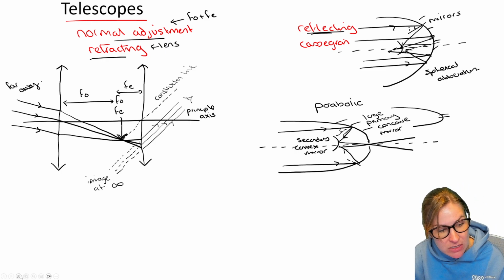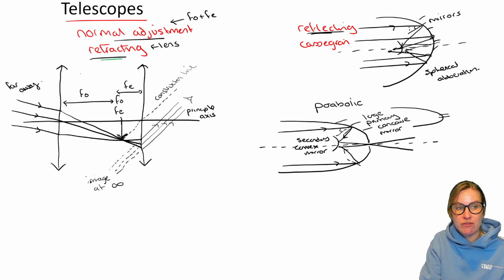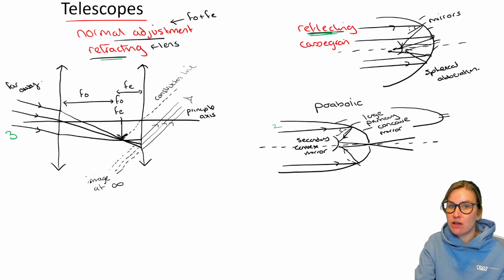Okay, key things for the mark schemes: when you're doing the refracting one, you have to have 3 rays of light coming in. But when you're doing the reflecting one, you'll need to have 2 rays of light coming in. They look for that. This one is a reflecting telescope, made of mirrors. This one is our refracting telescope, made of lenses.